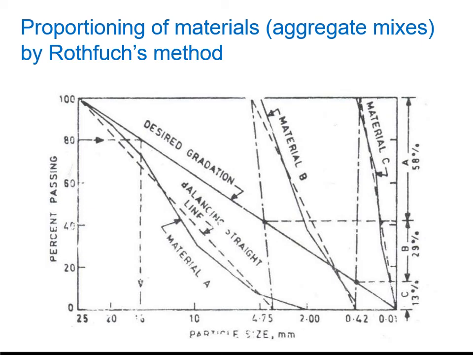What does this indicate? That if you take 58% of material A, 29% of material B and 13% of material C and mix them, you will get the required gradation of the mix.